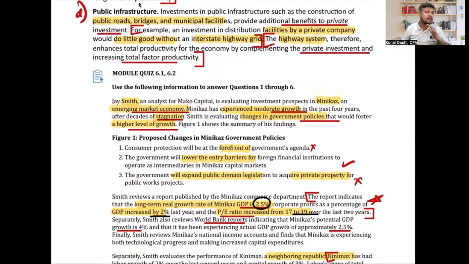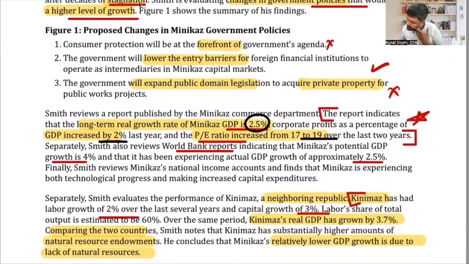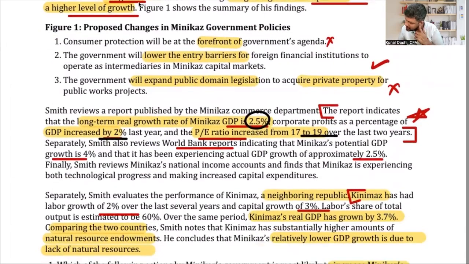Third, Minica's central bank is not likely to be worried about inflation. Now, see, if the central bank was worried about inflation, it would increase the interest rates. Now, here they are saying, is inflation a problem? Let us see. Low entry barriers will expand reviews. Okay. The report indicates real growth rate is 2.5.